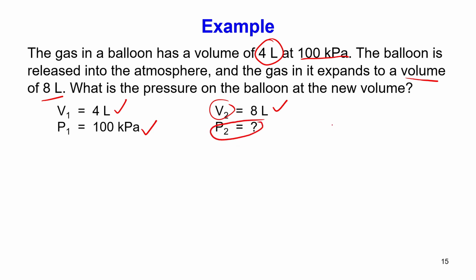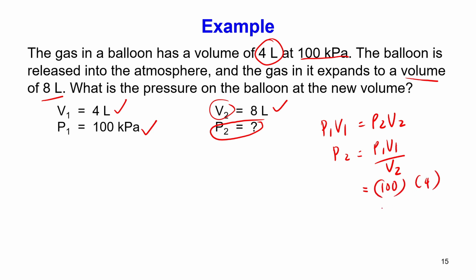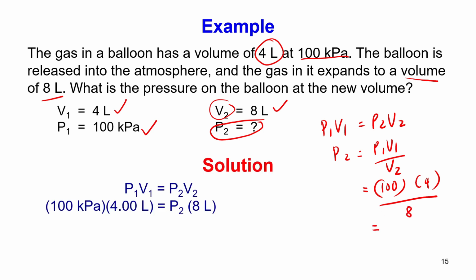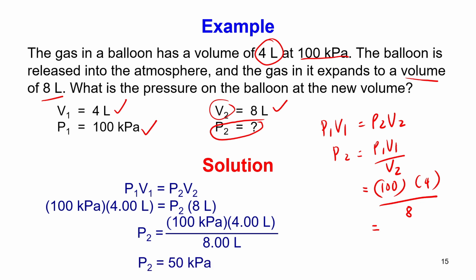So we use the formula P1 V1 equal to P2 V2. So P2 equal to P1 V1 over V2. So P1 100 kilopascal, V1 4 liter, V2 8 liter. So we calculate for P2. So P2 equal to 50 kilopascal.